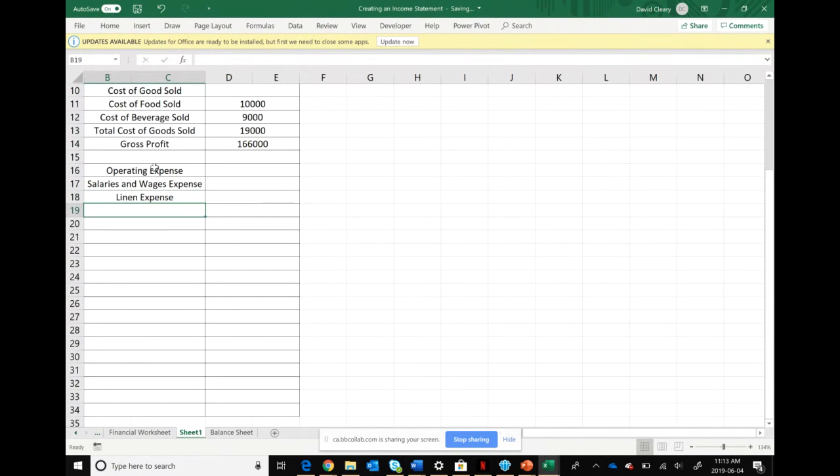Our linen expense, you know how you have cloth napkins, not paper napkins? That's what a linen expense is. If your workplace cleans your chef jackets and provides them, then those would also be included in linens, as well as cleaning rags, cloths, things like that. Repairs and administration would be an operating expense.